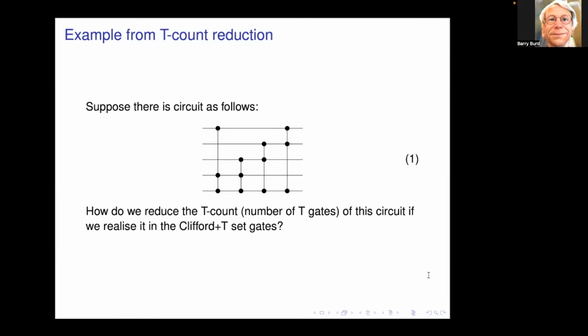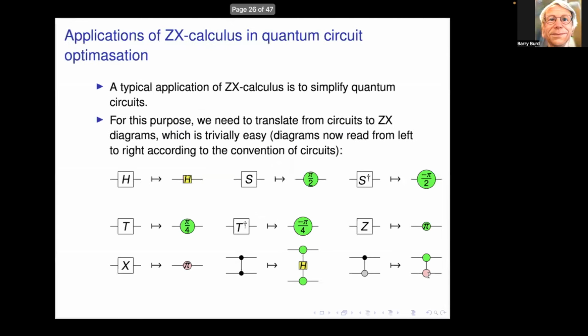Before you do that, Neil, do you want to ask a question out loud, or should I read it for you? Yeah. Please. Okay, let me read it. How do you determine that the S gate is to be translated to a green spider with pi/2? Or generally, why are those specific translations?